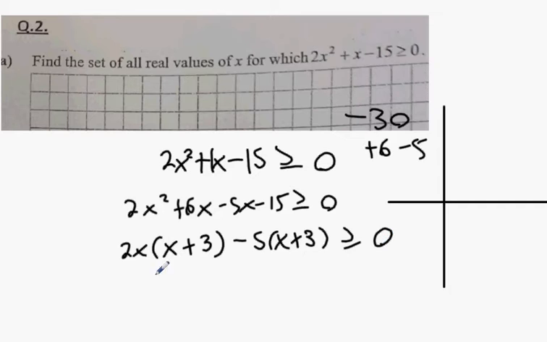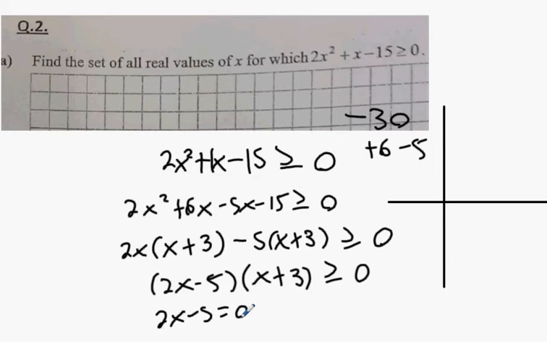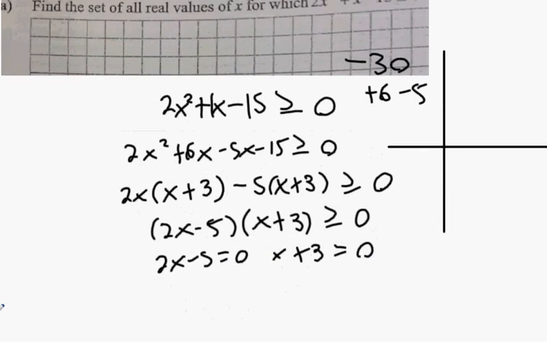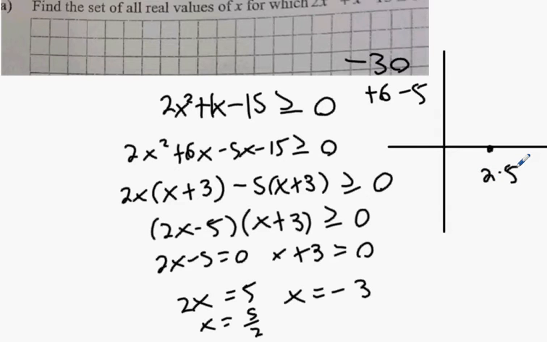So, would everybody agree with 2x minus 5 and x plus 3? Now, you solve it like you normally would. 2x minus 5 equals 0, x plus 3 equals 0. Then you say x equals minus 3 and 2x equals 5, x equals 5 over 2. This means one of them is 2.5 and the other one is minus 3.